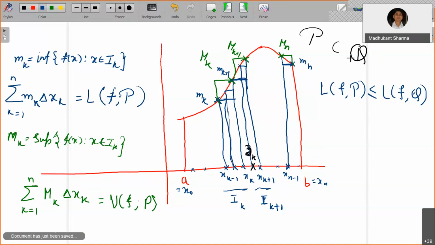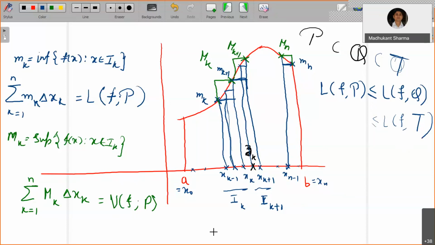Suppose one added point gives Q. If you add another point to Q, it is a new refinement, so it is going to be less than or equal to L(f,T) for that new refinement, say T, and so on. So if you increase one more point, it is actually increasing. The lower Riemann sum will form an increasing sequence. Similarly, you can show that the upper Riemann sum will form a sequence which is monotonically decreasing.